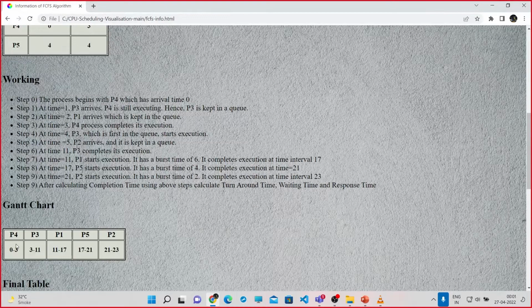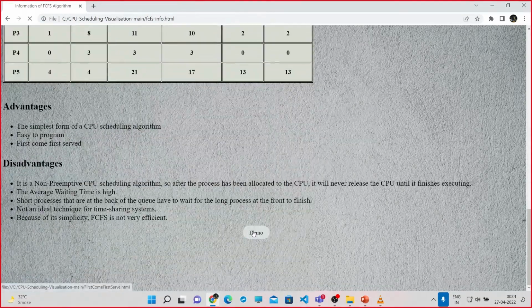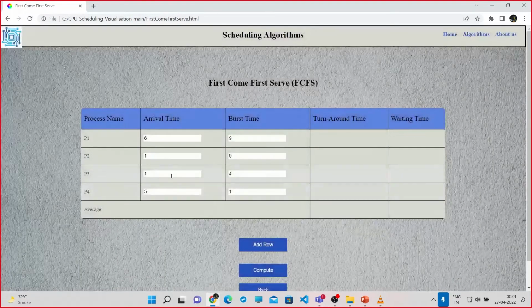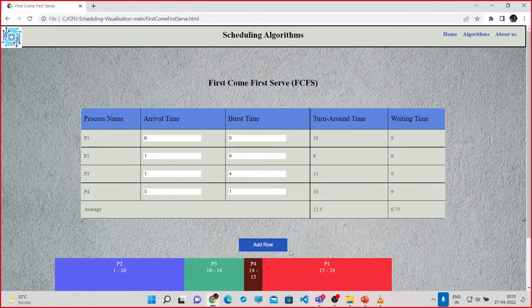P4 will be executed first because it came first, which basically explains the name FCFS. Likewise, other processes will be completed one by one. Now we will see the working algorithm. So this is our basic working algorithm. These are all the pre-inputted values. Now we click compute and see the Gantt chart.